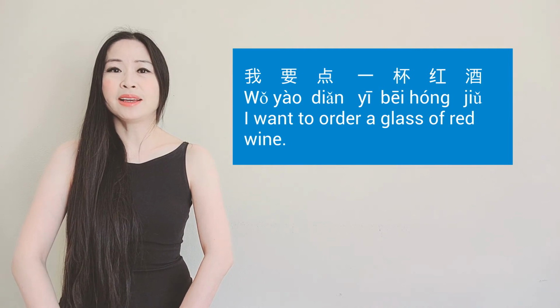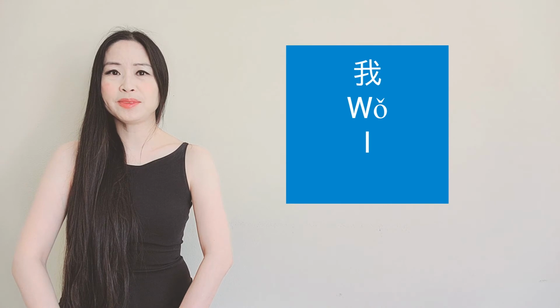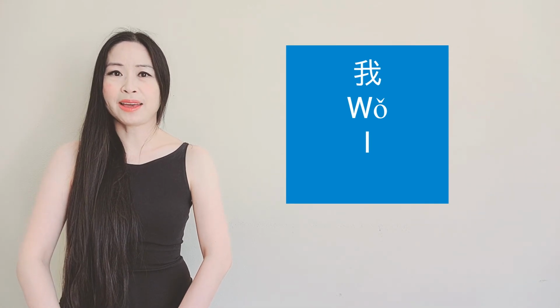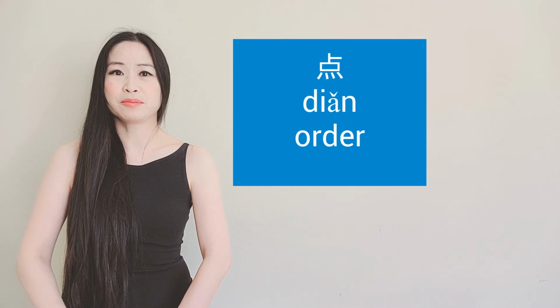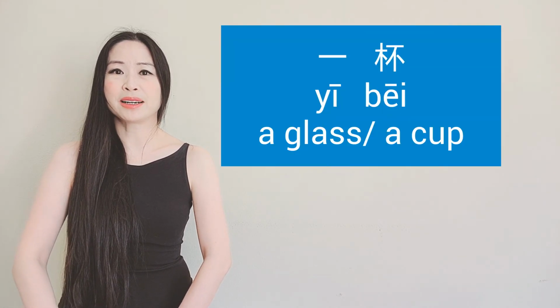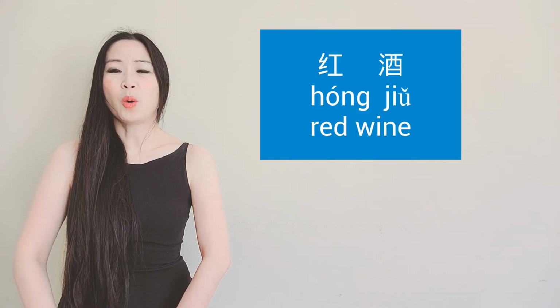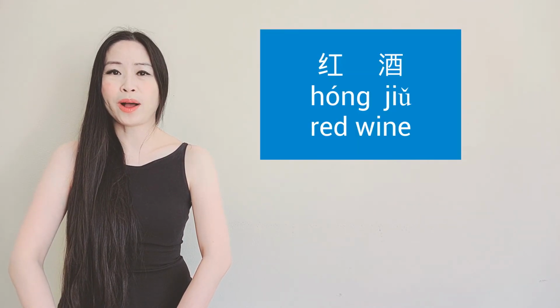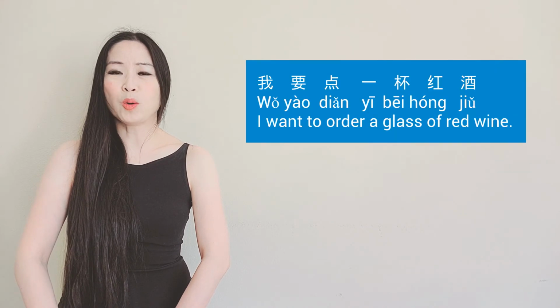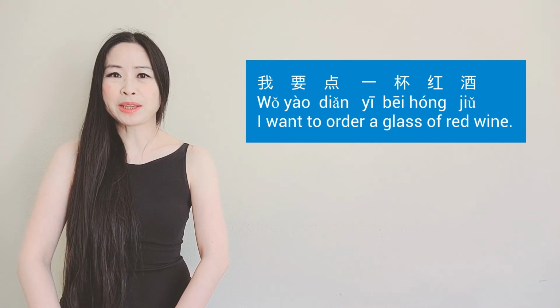我要点一杯红酒. Again, 我 means I. 要 means want. 点 means order. 一杯 means a glass. 红酒 means red wine. 我要点一杯红酒. To speak it at regular speed, you would say, 我要点一杯红酒.